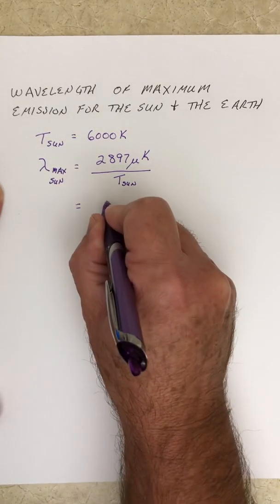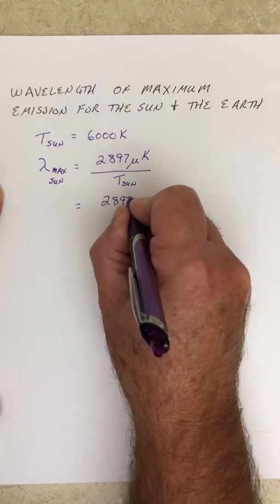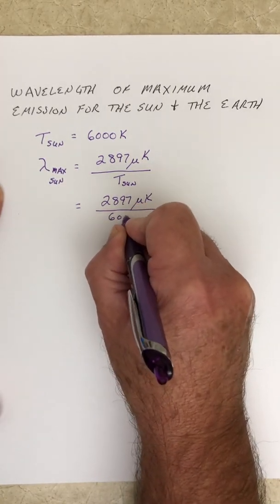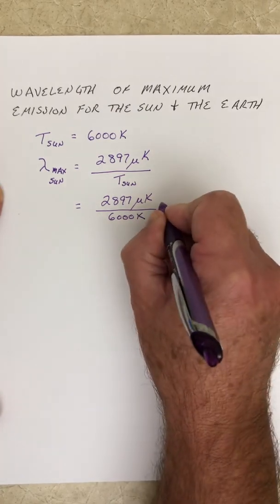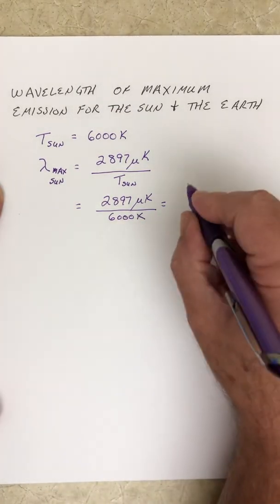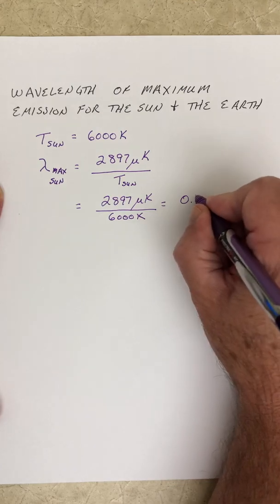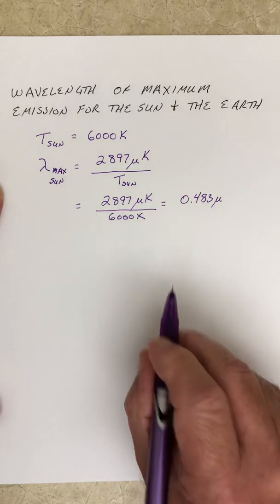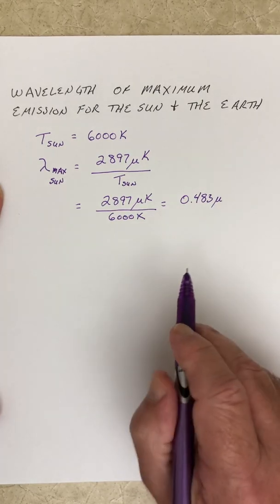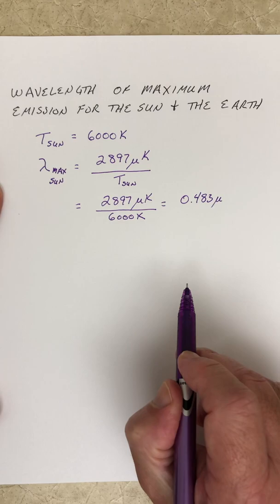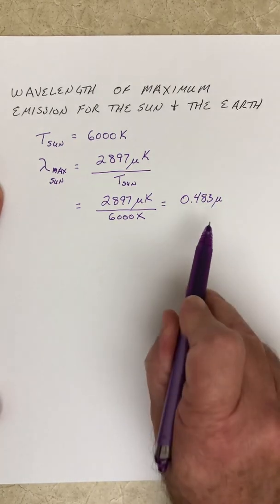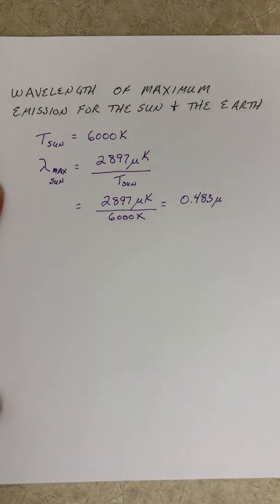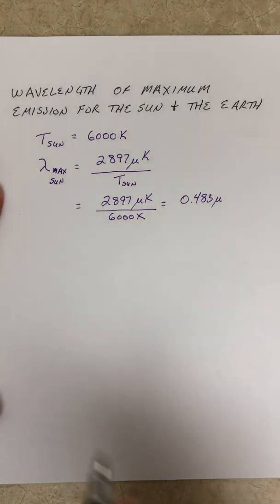So this will be 2897 mu K divided by 6,000 Kelvin. So the kelvins will cancel out, and we're left with 0.483 microns. Now that's the wavelength of maximum emission for the sun. I'm going to draw another figure coming up in the next video that will help you understand that hopefully much better. Okay, so that's the wavelength of maximum emission for the sun.